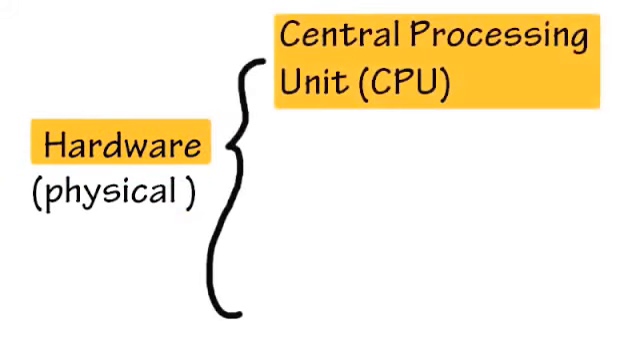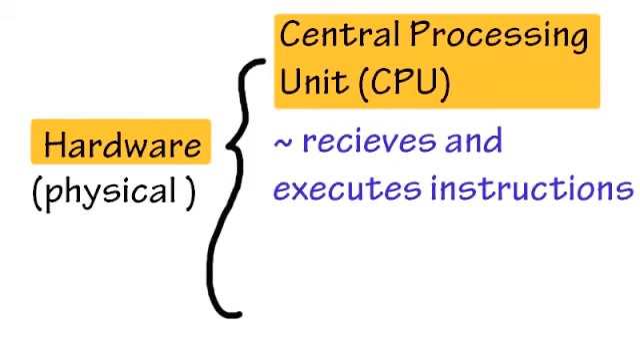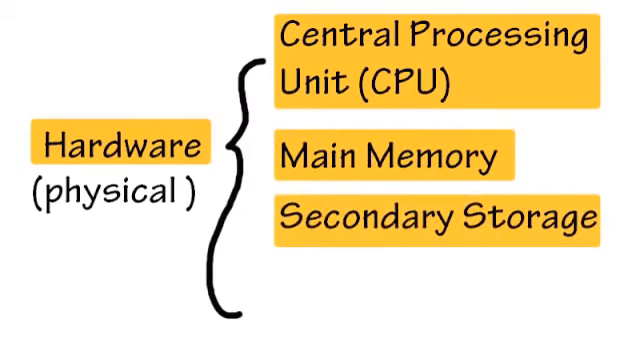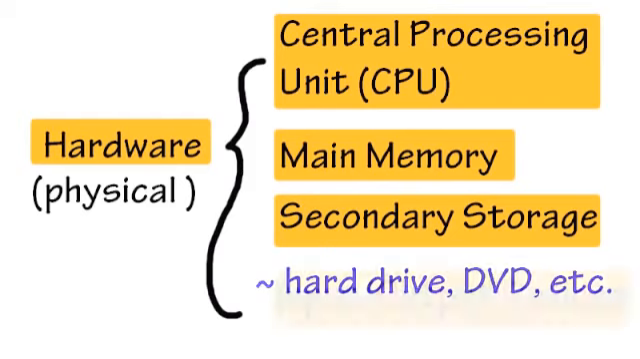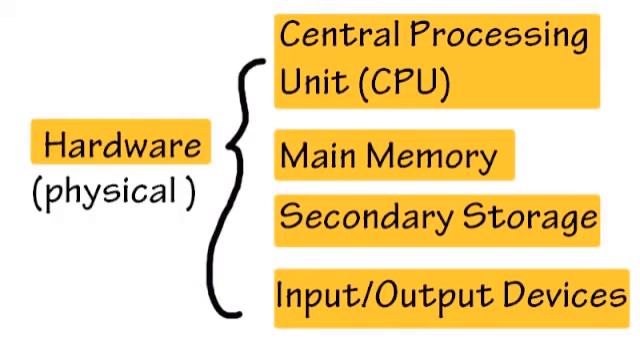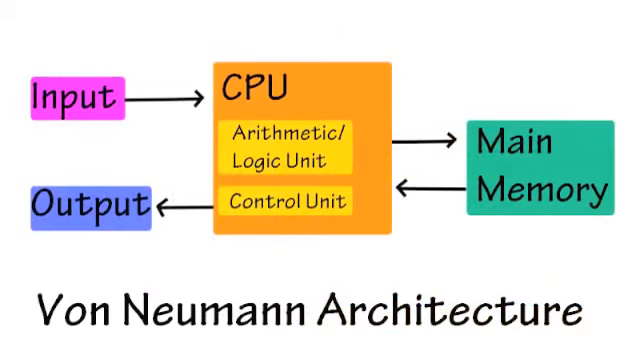The main hardware components include the CPU, or Central Processing Unit, main memory, secondary storage devices, and the input and output devices. The CPU is a microchip that receives and decodes instructions from memory.